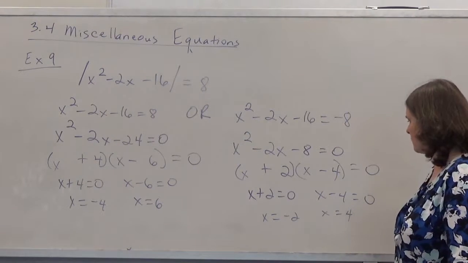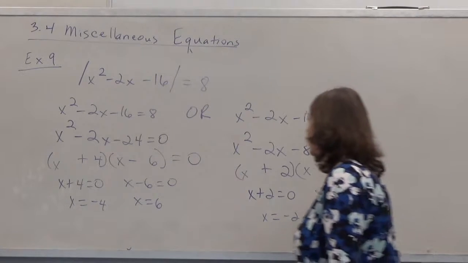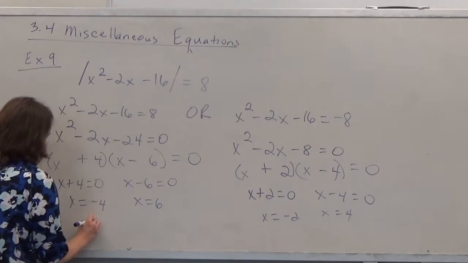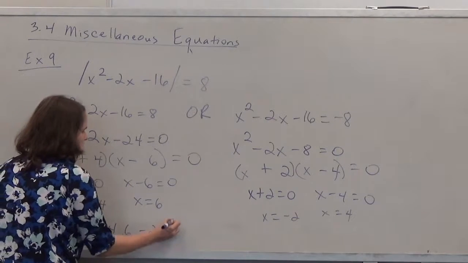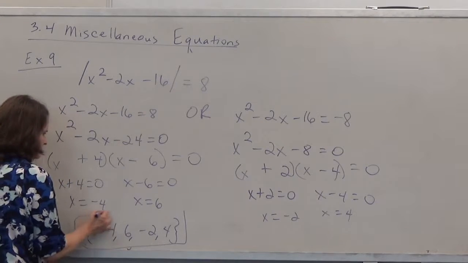So I've got negative 4, positive 6, negative 2, positive 4. And you can list them out as a solution set, like this. That's our answers.